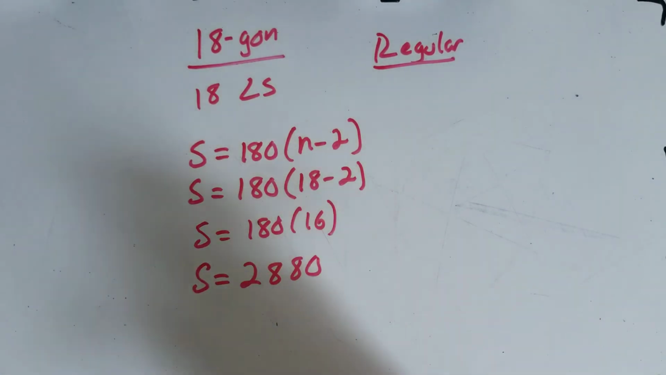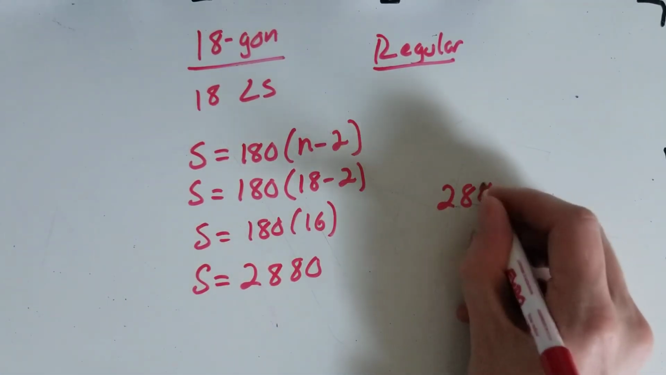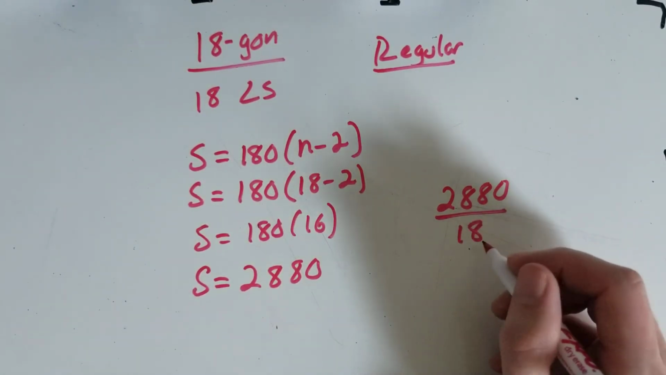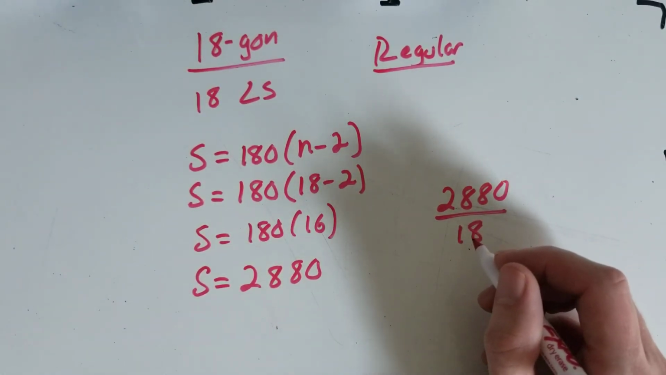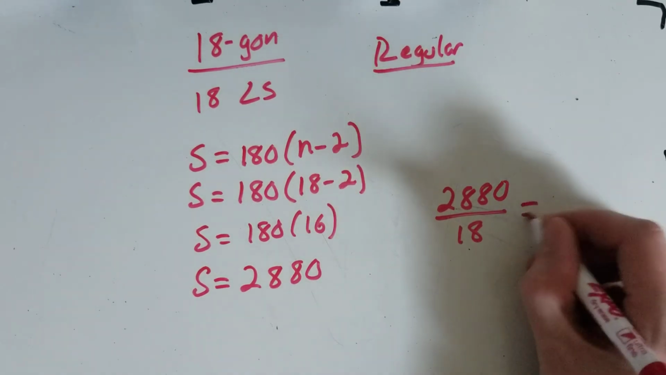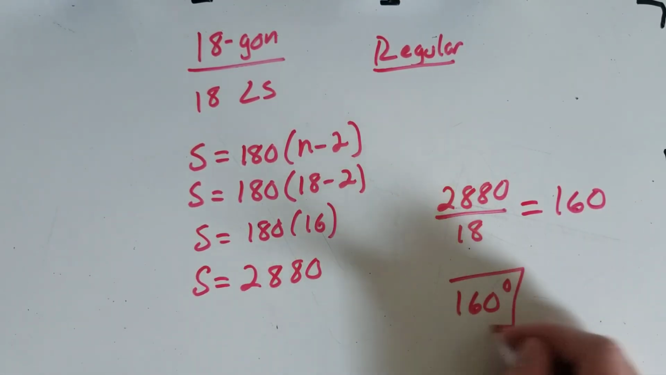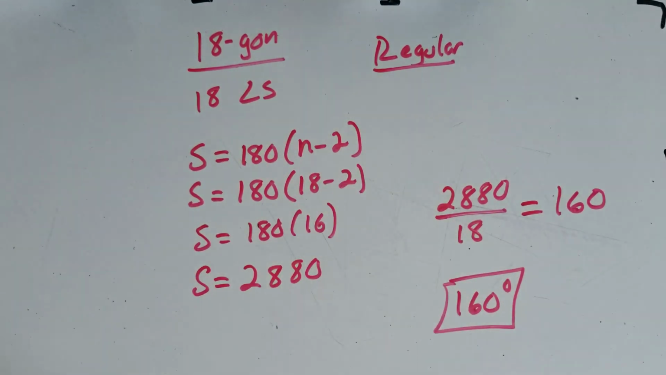And now we need to figure out what one of those angles is. Well, we know they all measure the same, so we're going to divide this evenly amongst 18 of them. So 2,880, we divide that evenly amongst 18 of them, and we should get each one has a measurement of 160 degrees here. So that's what we can do with regular polygons.